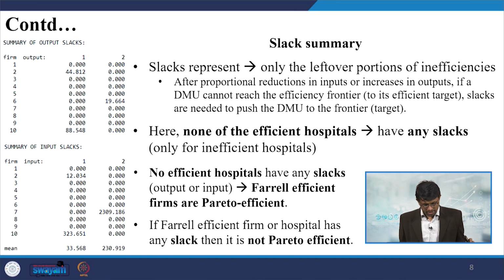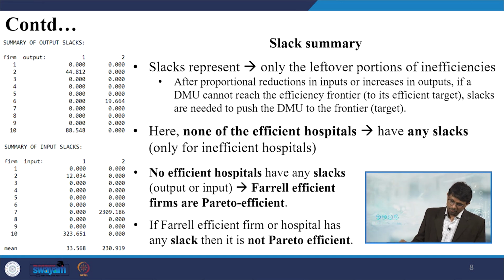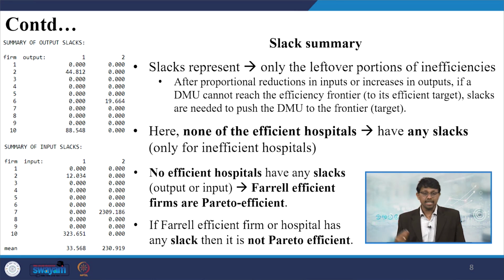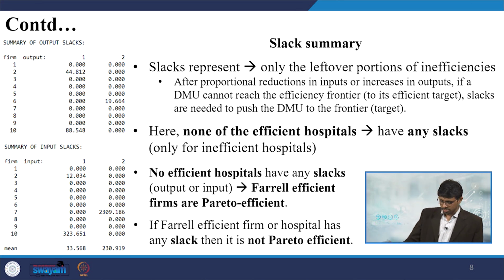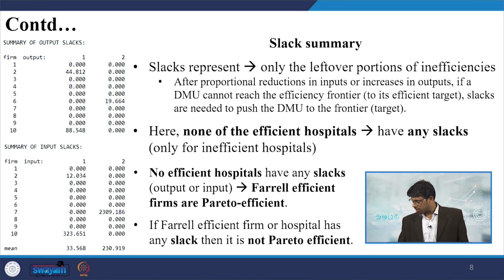So, Farrell efficient firms are in that case all Pareto efficient, since there is no scope for slacks to be utilized. Whereas, if a Farrell efficient firm or hospital has any slacks, that means the Farrell efficiency score is lesser than that of the Pareto efficient. Hence, their Farrell efficiency is not Pareto efficient. I think I have already mentioned this in the result window, so not discussing it again.